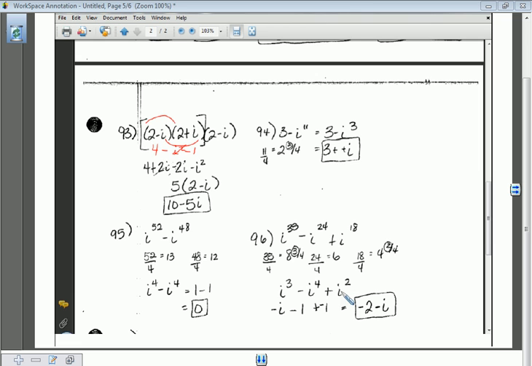Was that just plus i for 94? It's 3 plus i. Yes. Oh, I put 3 minus i. Well, it's minus a negative i, and the minus a negative makes a positive. Okay.